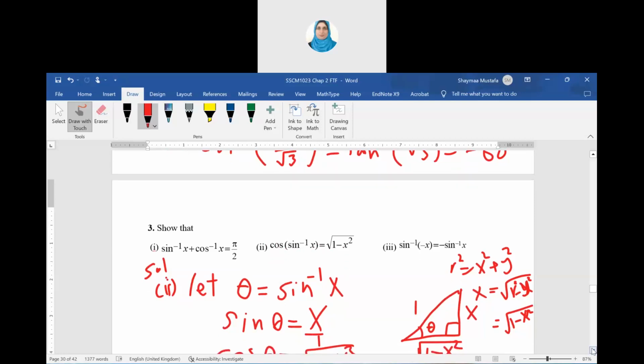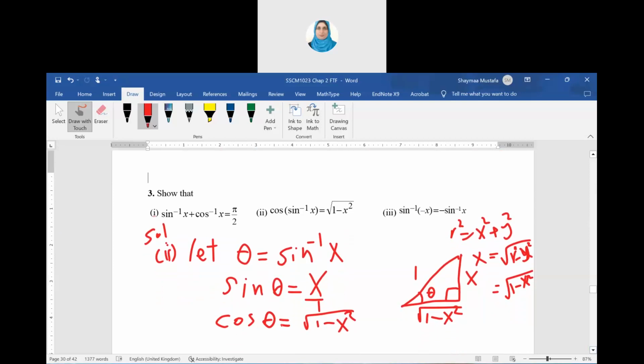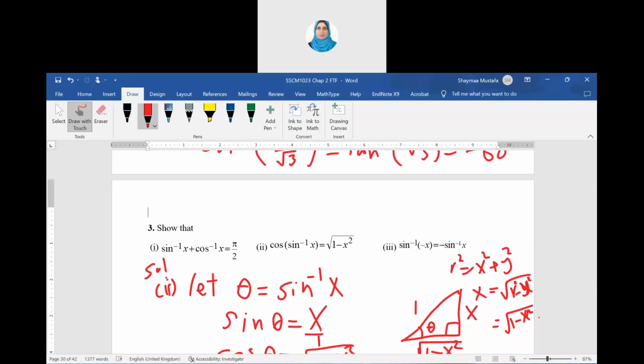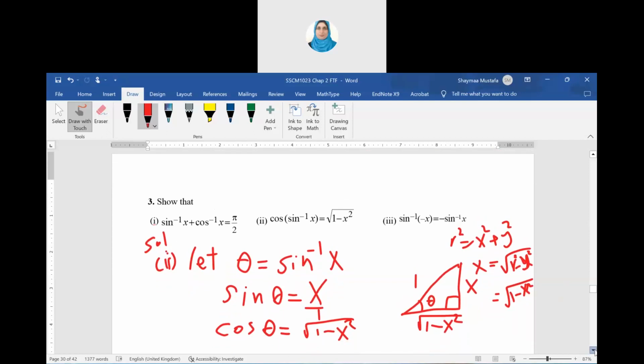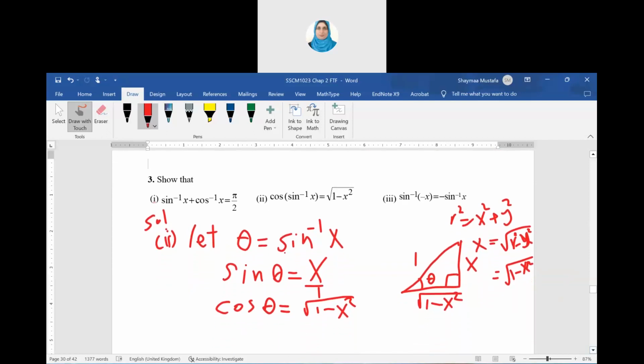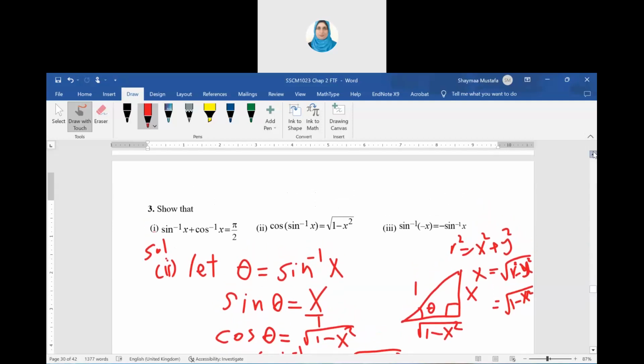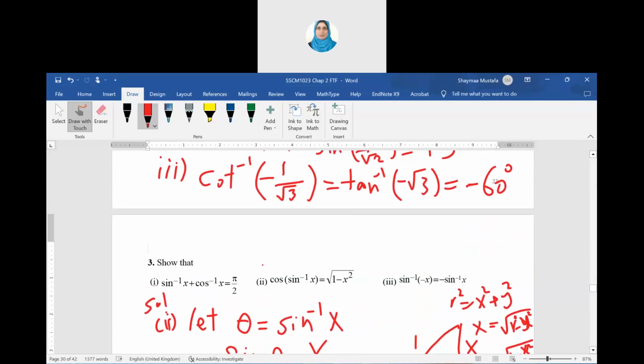So if you look here, what I get: cos theta is the root of 1 minus x squared. Theta is the same as sine inverse x. So cos sine inverse x is equal to the root of 1 minus x squared. So this is the second identity. This is number 2, sorry. Here we prove number 2 first.